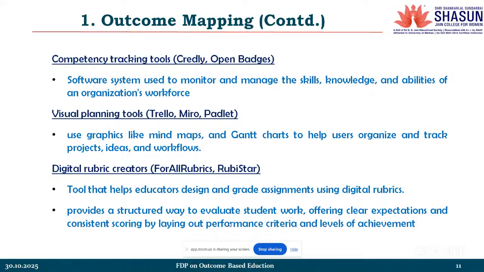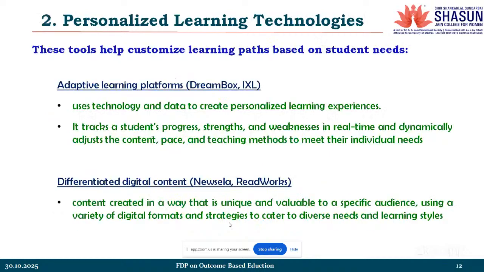So these are the five major areas for outcome mapping, which is used by the teachers for planning their academics. The second category is personalized learning. As I told you, we are always talking about personalized learning paths. So how can personalized learning be achieved with technology? These tools help customize the learning path based on the needs of the student.